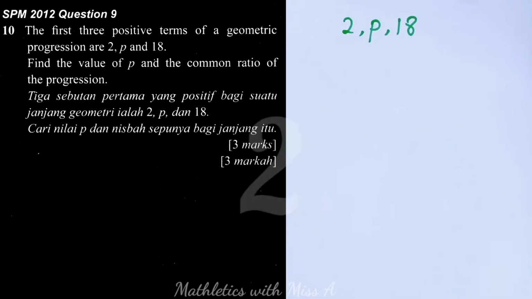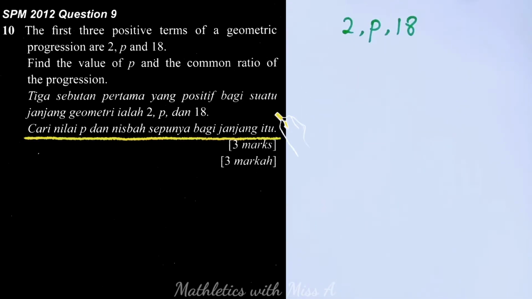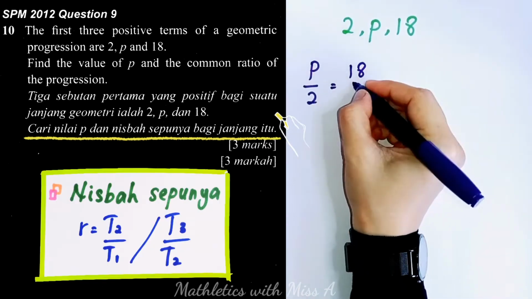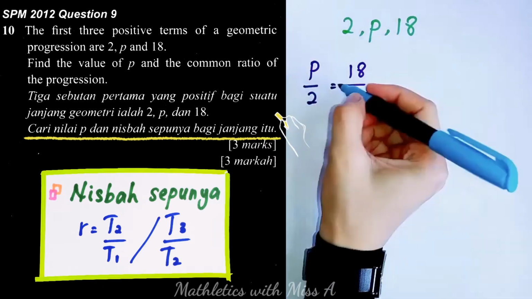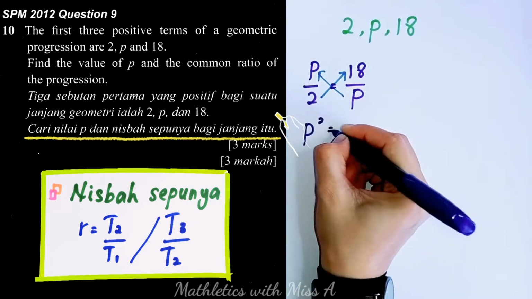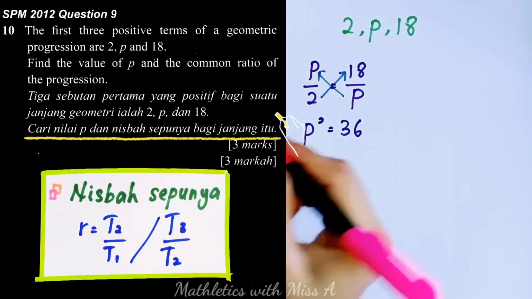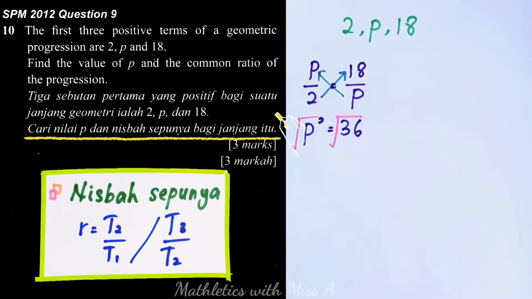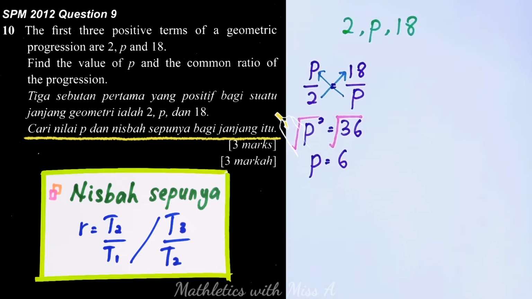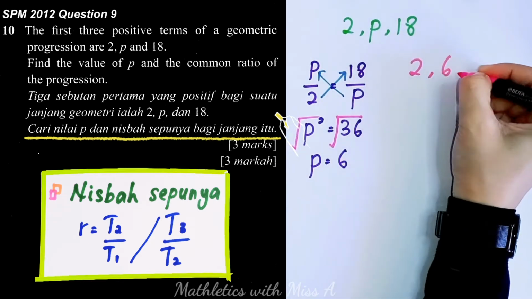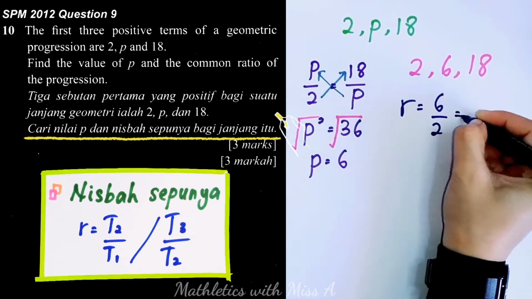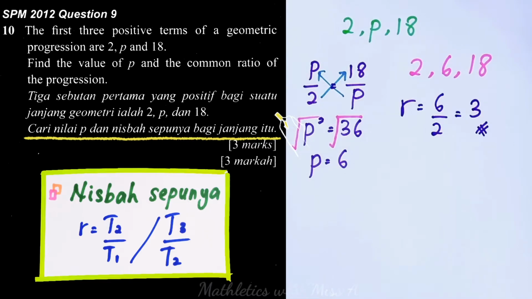The first three positive terms of the geometric progression are 2, P and 18. So find the value of P. So P over 2 equals 18 over P. So cross multiply. Then P to the power of 2 equals 36. Then square root both sides. So P equals 6. Then substitute the value of P back into the terms. So 2, 6, 18. So the common ratio R equals 6 over 2. So R equals 3.